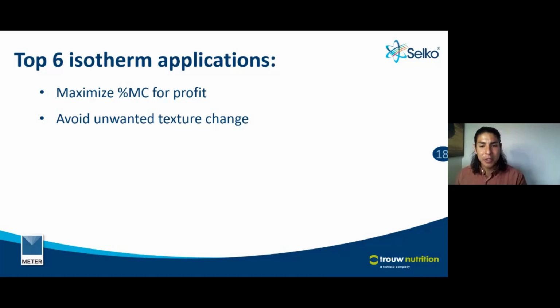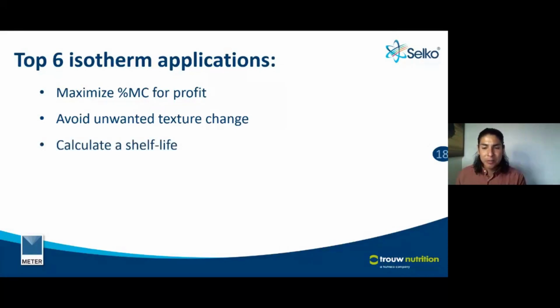The second thing that isotherms are used for is avoiding any unwanted texture change. So this could be caking and clumping, loss of flowability. We also use this for snack foods to understand losing an ideal texture like crispness and so on.